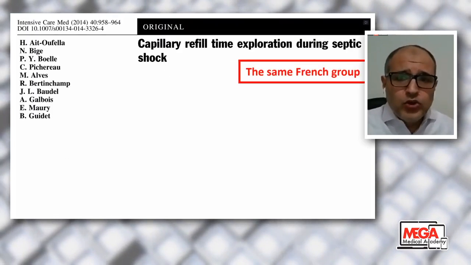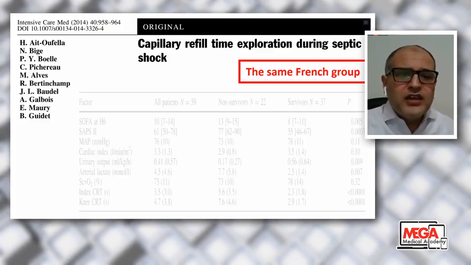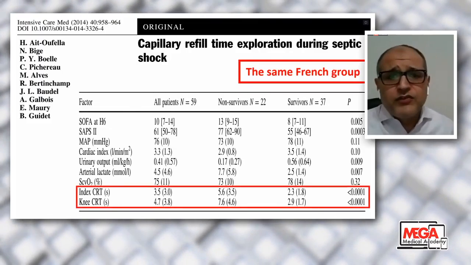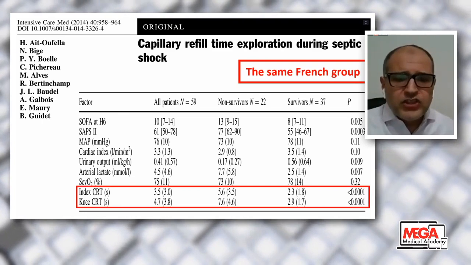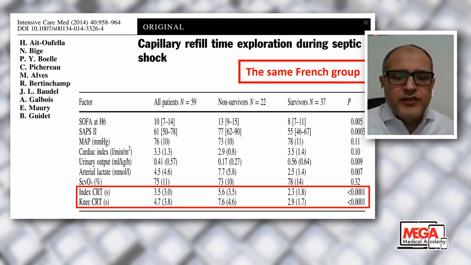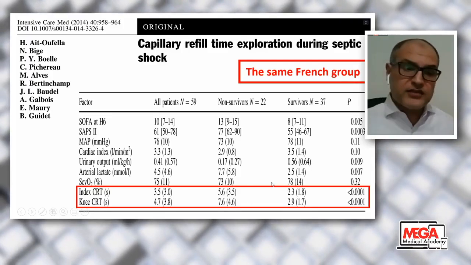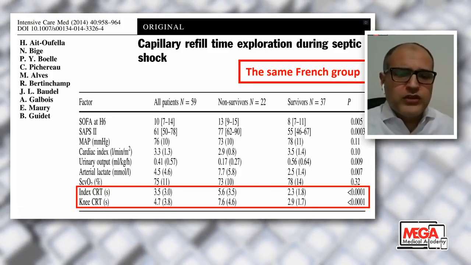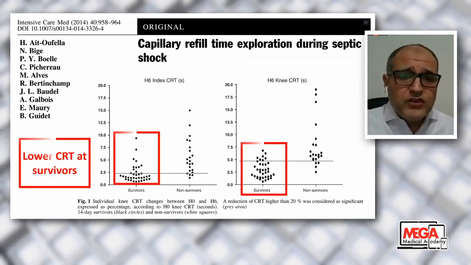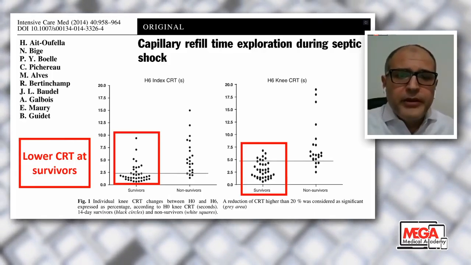The same French group which studied the mottling score did this study where they compared the survivors and the non-survivors in septic shock patients. They found that the capillary refill time is higher in the non-survivors. It is 5.6 seconds, while it is 2.3 seconds in the survivors at the index and the knee also. It can be done at the index and the knee. They found also that the survivors had lower capillary refill time after 6 hours compared to the non-survivors.